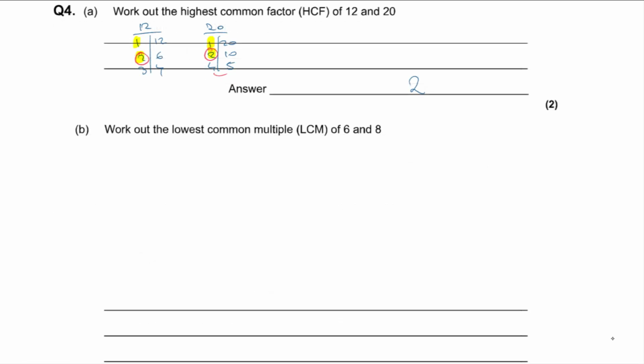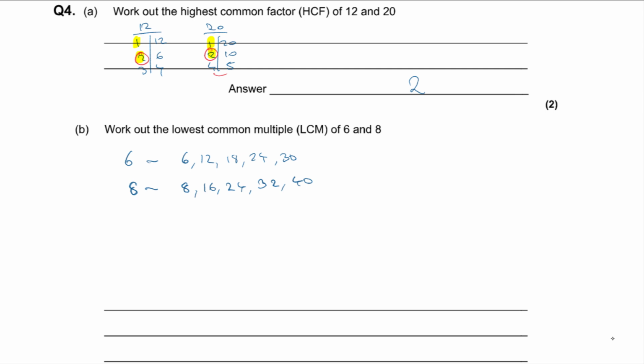Part B says work out the lowest common multiple of 6 and 8. Again, because the numbers are quite small, I'm just going to list out numbers in the 6 times table: 6, 12, 18, 24, 30, and then start listing out numbers in the 8 times table: 8, 16, 24, 32, 40.